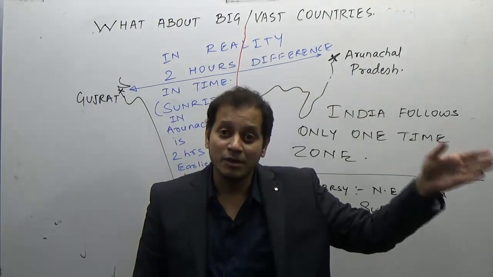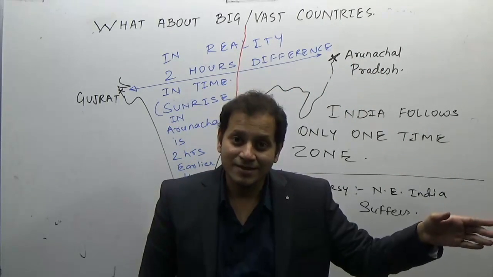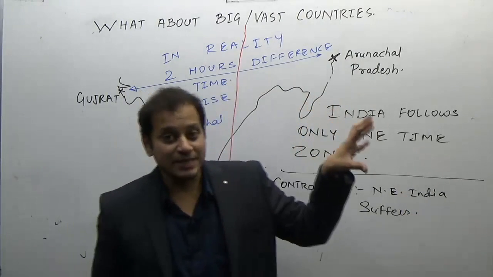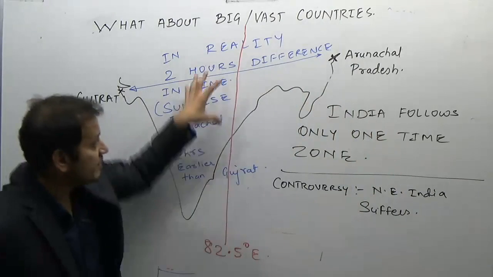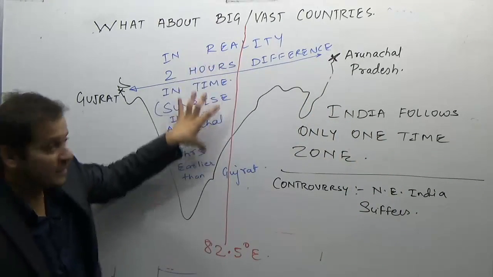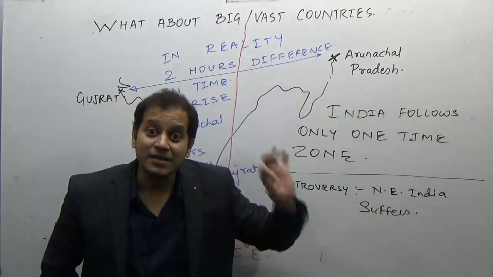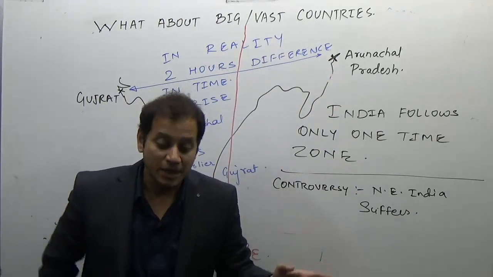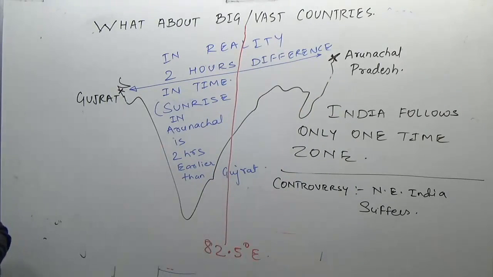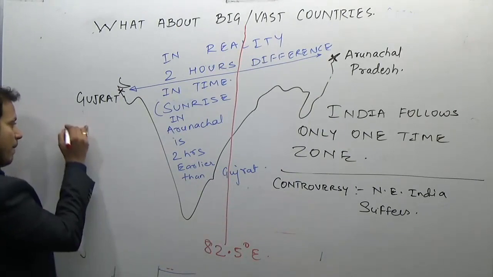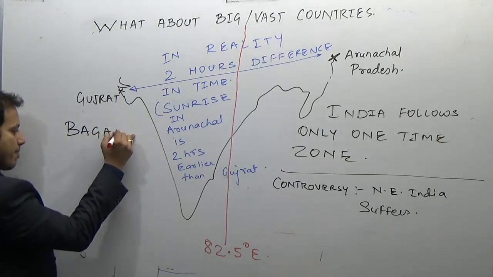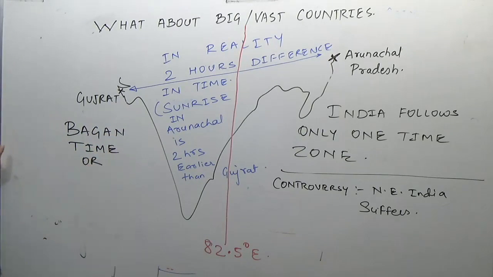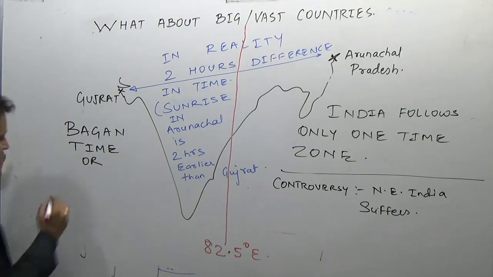And which people work on the plants? These are the farmers. The farmers in the northeast, especially, suffer because most of our time is adjusted on the basis of this part of India. Here they suffer, and as a result, the tea plantations have their own time, which is known as Bagan time, or tea gardens time.